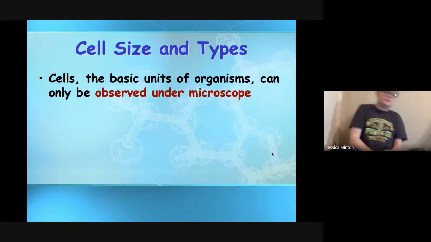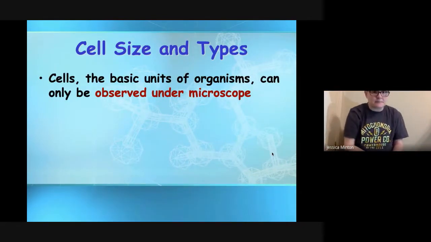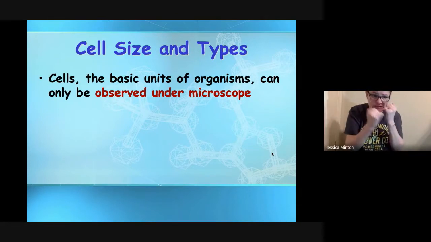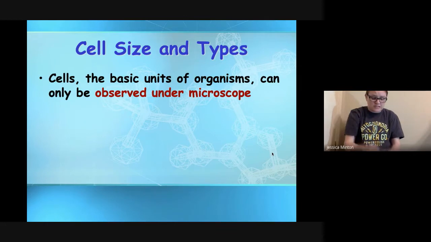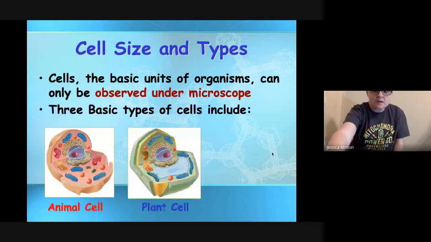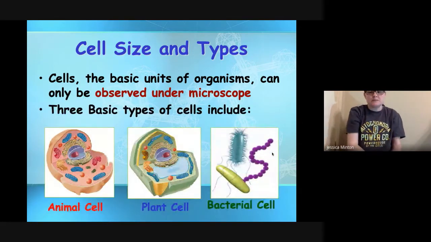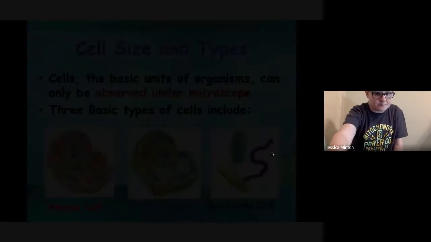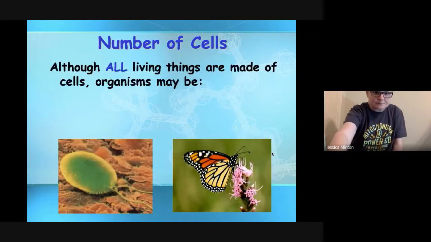So cells are the basic units, but I can't see them. As much as I scratch my teeth to try to see what he saw, it's not going to happen. I can't get one specific cell and see it unless I use a microscope. So there are three basic types of cells: animal cell, plant cell, and bacteria cell. Those are the three that we're going to talk about.